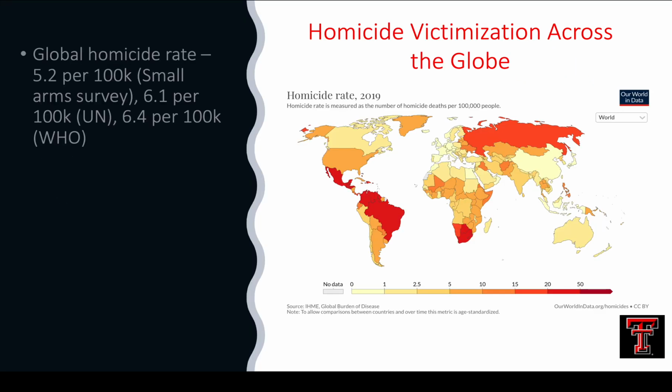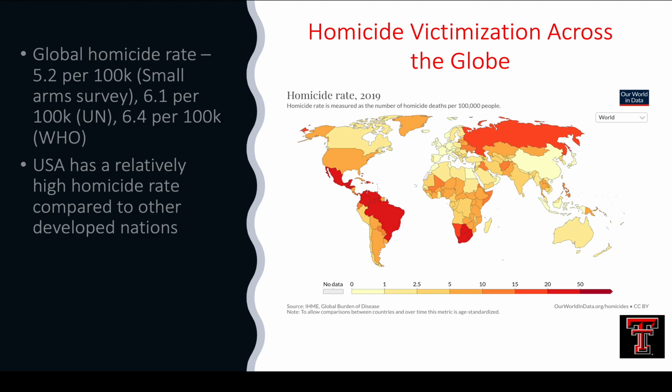So globally, we have several ways that we collect homicide data: the UN, the WHO, the Small Arms Survey. Generally, the USA has a high homicide rate compared to other developed nations. So compared to Western Europe, Japan, Australia, Canada, the United States has a higher homicide rate.